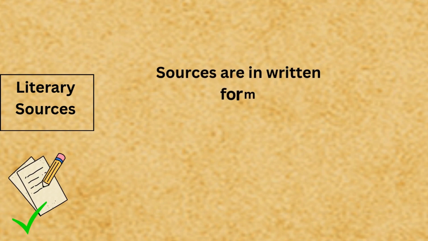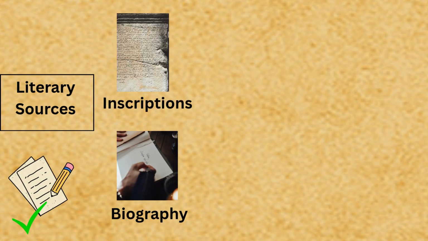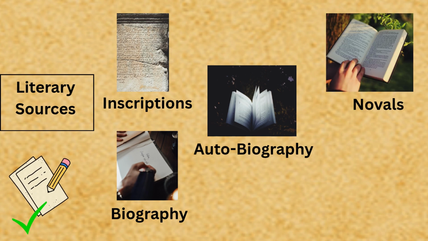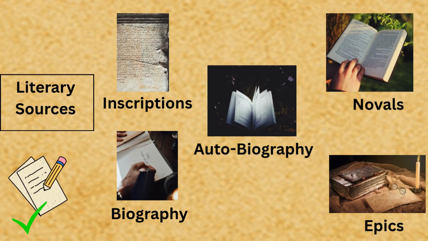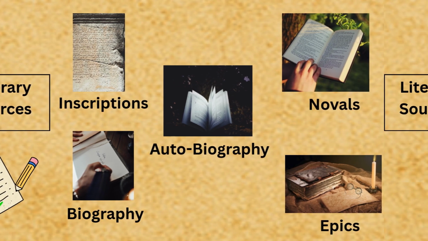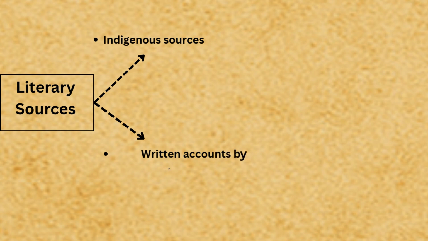Literary sources are the written sources that tell us about the past. For example, inscriptions, biographies, autobiographies, novels, and epics. These are examples of literary sources. The literary sources are again divided into two categories: indigenous sources and written accounts by foreigners.